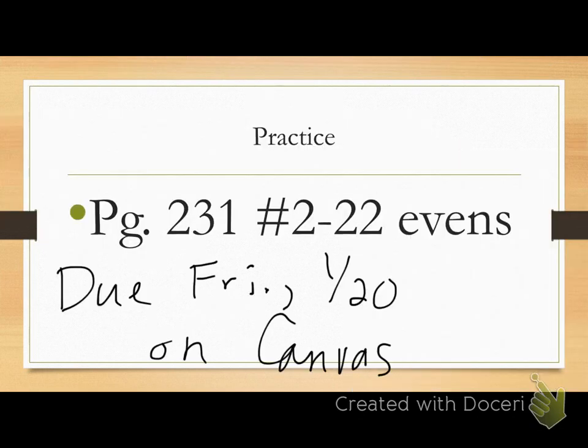Here you go. Page 231, numbers 2 through 22 evens. Can you go back to... Yeah, I'll go back in a second. This will be due Friday the 20th on Canvas. It's about 11 problems. You should be able to knock out a decent amount during class. Get it written down. Get the correct heading on your paper. Name, date, period, assignment, upper right-hand corner. Do we have any questions about the notes before I end the recording?